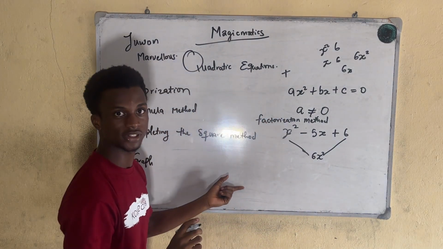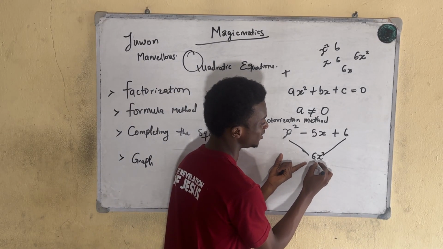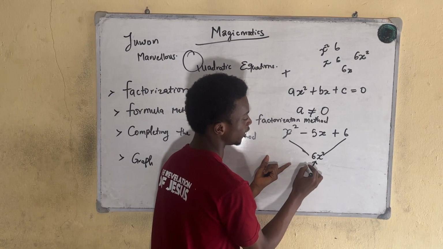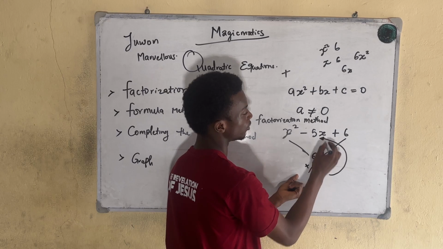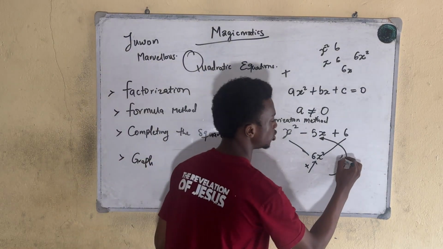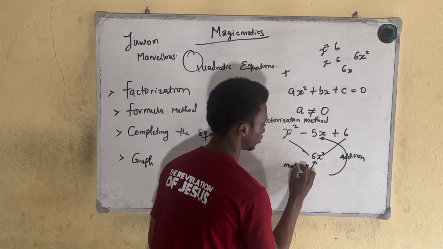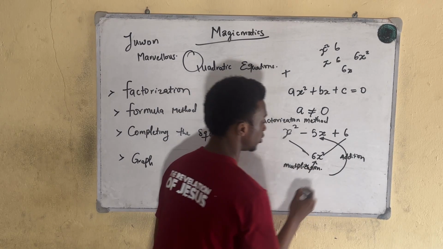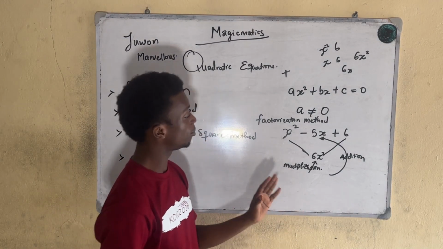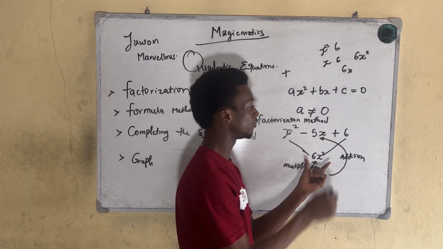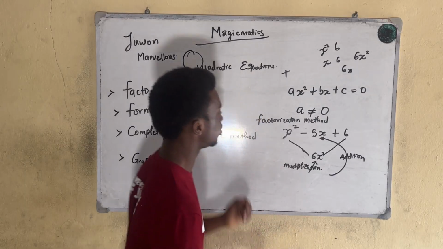Now, what we're going to do is look for 2 integers that when we multiply, they are going to give us this one here, and when we add, they are going to give us this. Addition and multiplication. So this is where your reasoning comes in. We're looking for 2 numbers that when we multiply give us 6x squared, and when we add them, give us 5x. So let's think of them.